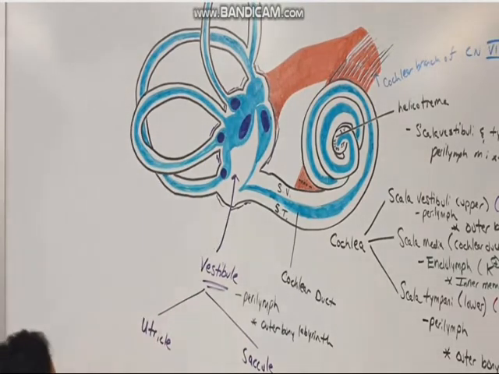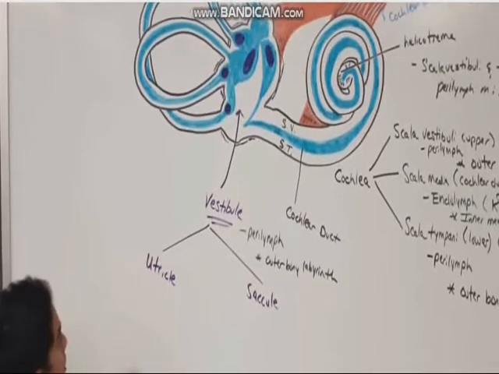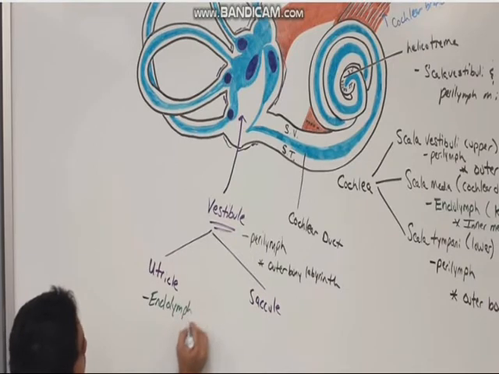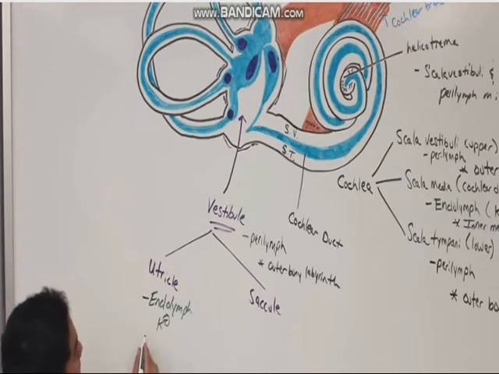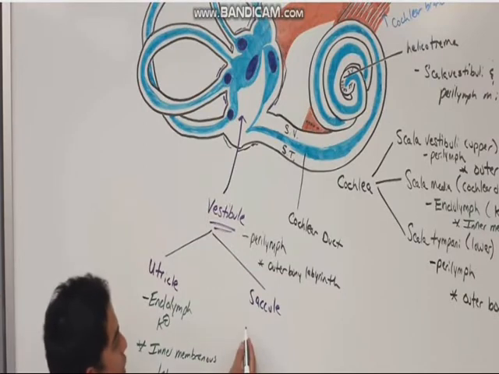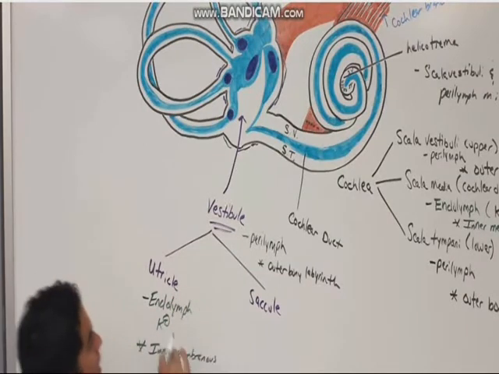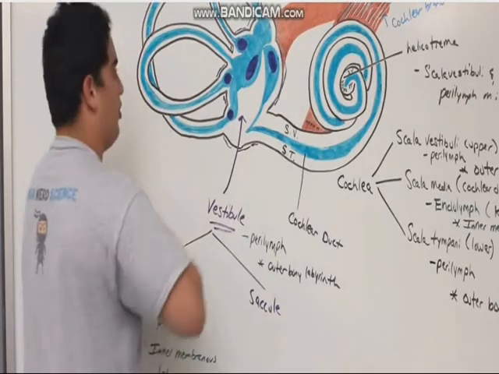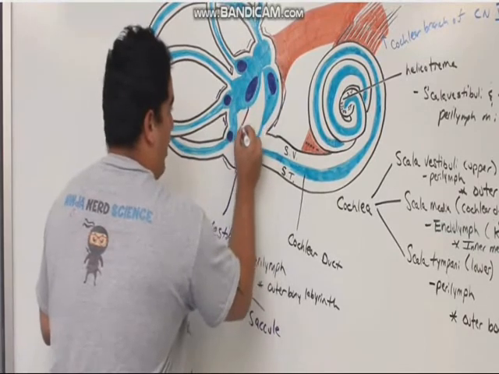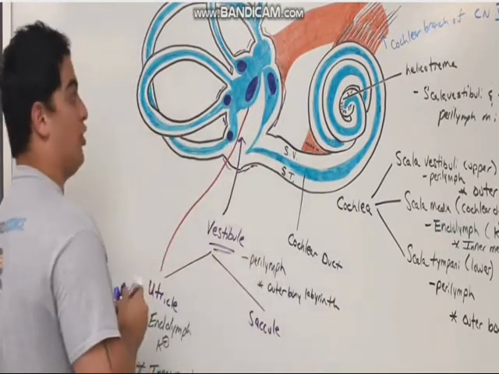This vestibule is the bony part, and the membranous part is called the utricle and saccule. Between the vestibule and the utricle and saccule there is perilymph. Inside the utricle and saccule there is endolymph, which is called the inner membranous labyrinth. So there is a bony part and a membranous part, with perilymph between them and endolymph inside the membranous part.